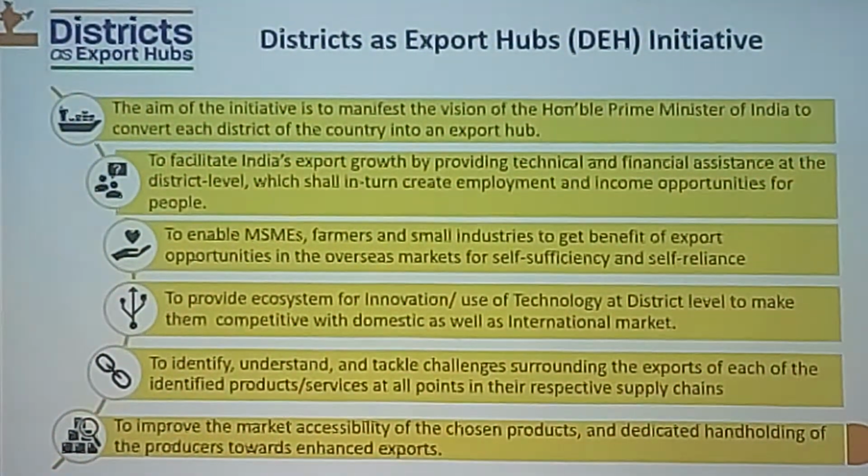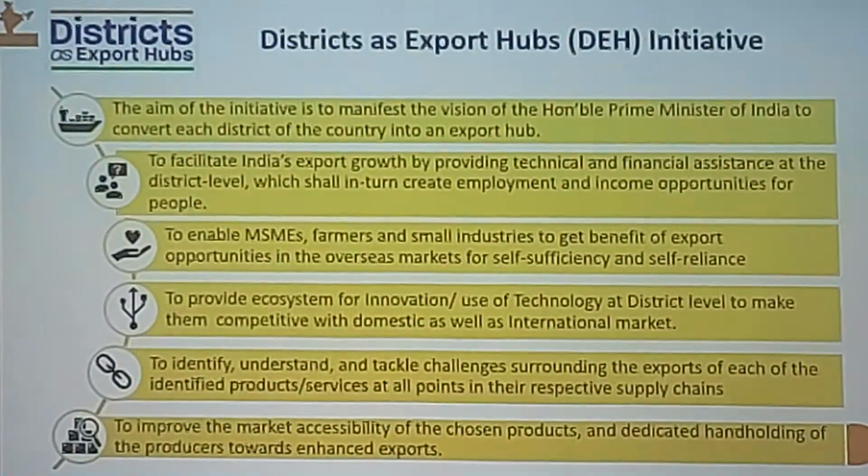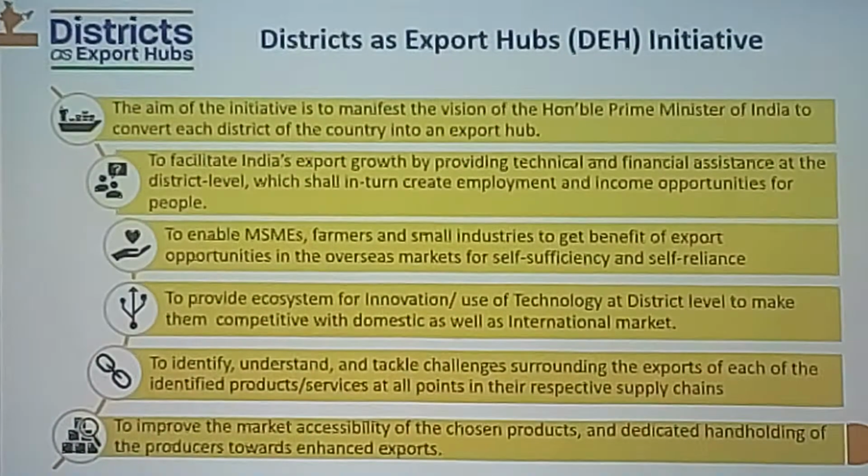The DEPC is chaired by the DC, DM, and it is either co-chaired by a DGFT officer, or the DGFT is the member secretary, or DGFT is a member of the committee. So an institutional mechanism is already in place. Okay. So what is the theme behind this? The theme is that every district should be made an engine of export growth.